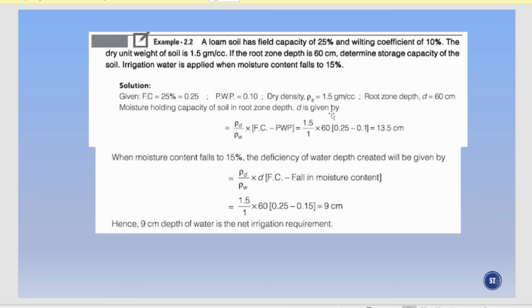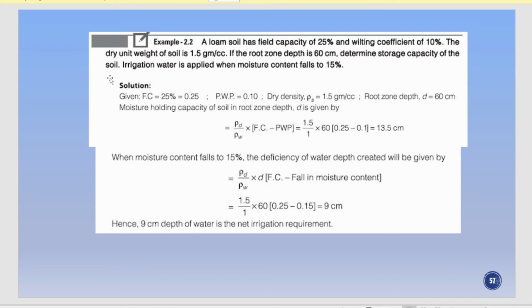Okay, so first determine the storage capacity of the soil. He has told us we need to find out the storage capacity. Storage capacity lies from field capacity to PWP. We have already studied the theory. If the water rises beyond the field capacity, the water will get drained off because of gravitational action. If the water level goes less than PWP, the water that is available will not be useful for the plant. So the range of water that should be stored in the root zone should be between FC and PWP, field capacity to permanent wilting point.